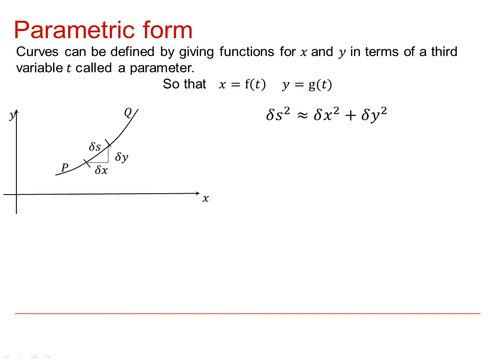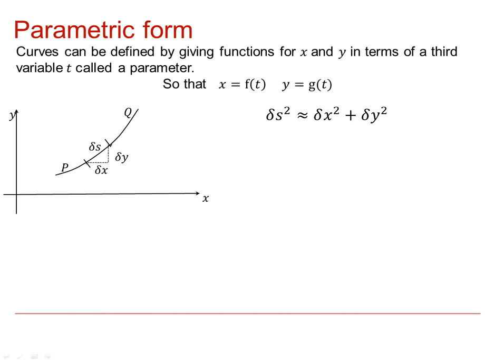The diagram shows that the curve from P to Q has an arc length, and if we take a small segment of that called delta S, then we can use Pythagoras' theorem to show that delta S squared is approximately equal to delta x squared plus delta y squared. So what we're doing is assuming that the arc between the 2 points where we have delta S is a straight line, and then Pythagoras' theorem is going to be true.